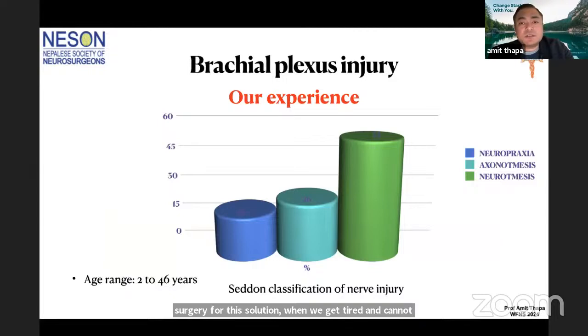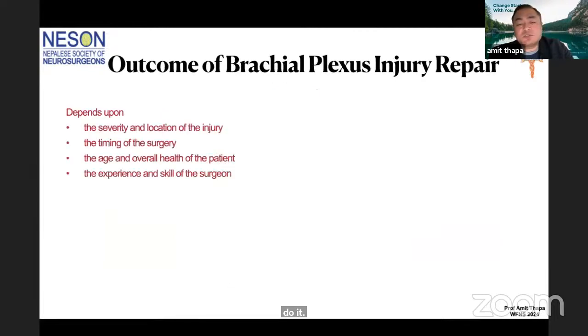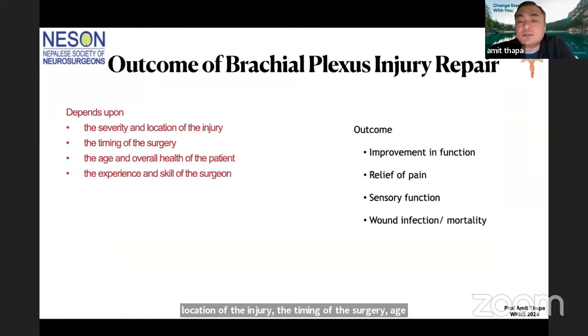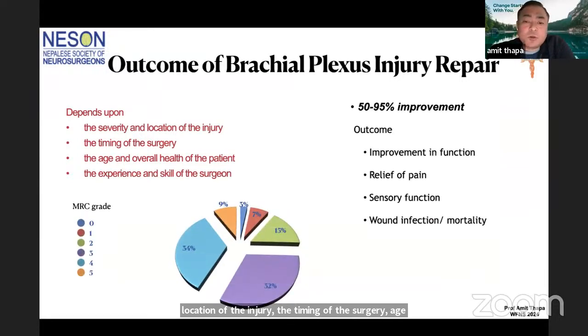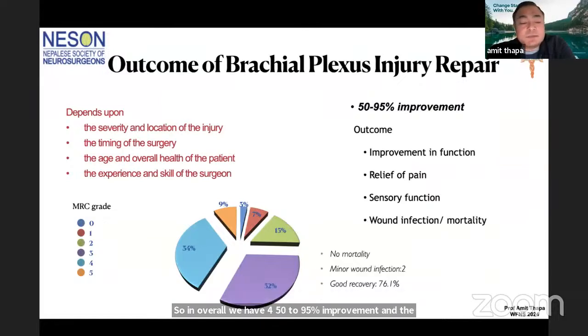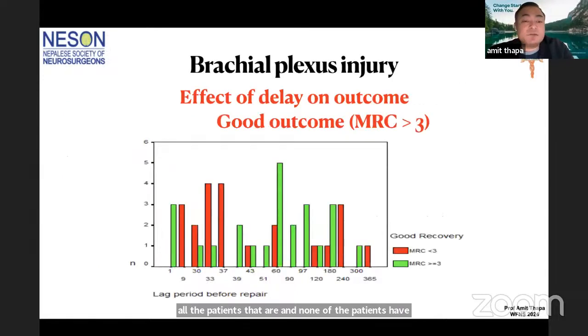Just to share our experience of more than around 250 patients with you, most of the patients who approached us had neurotmesis followed by axonotmesis, and we found that the outcome actually depends upon the severity and the location of the injury, the timing of the surgery, age and overall health of the patients, and the experience and the skill of the surgeons, as in any other literature which has been published. Overall, we have 50 to 95% improvement, and the good recovery rate has been 76% when we combine all the patients. None of the patients have died in our series, and there have been 2 cases with minor wound infections.